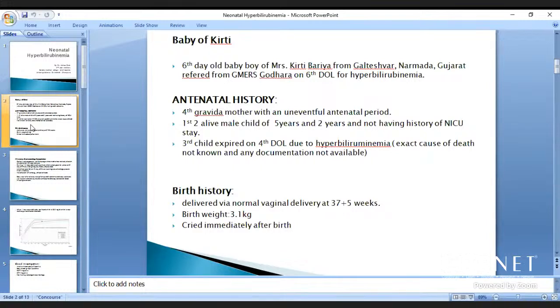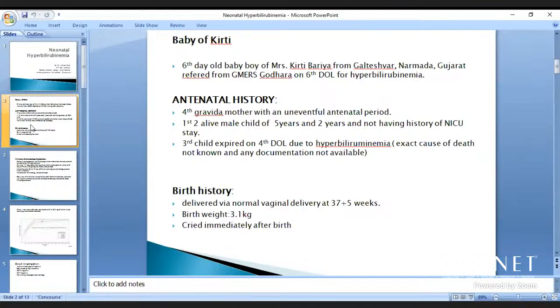Okay, fine. So baby received 20 hours of phototherapy at Godhra. 20 hours. Okay, and was it single surface or double surface? Single surface, according to parents. Okay, sir.